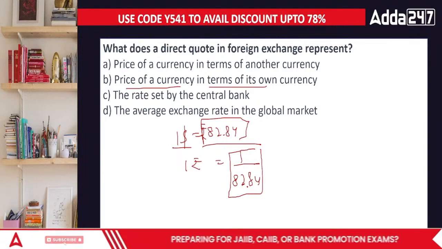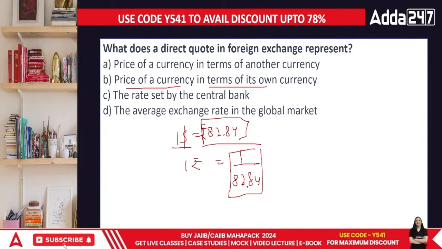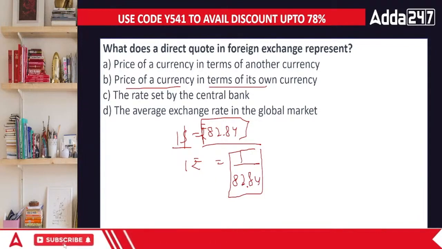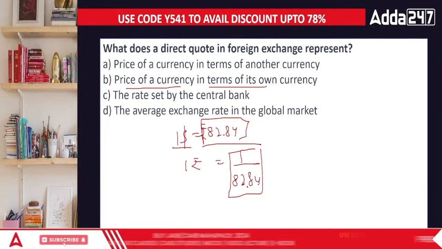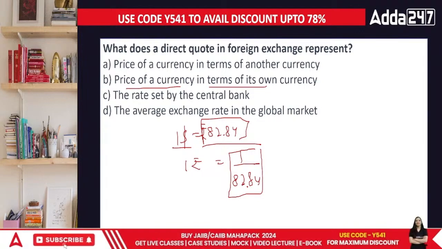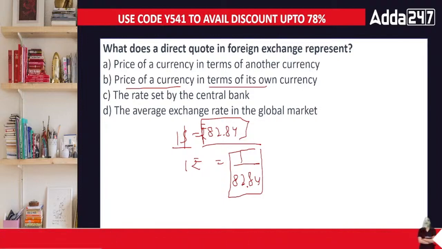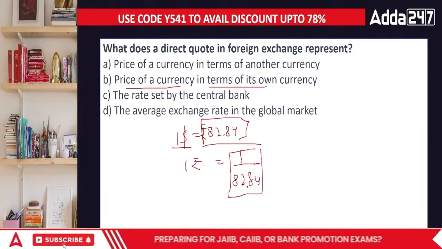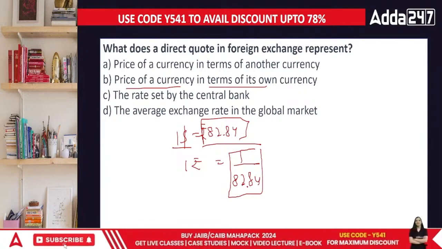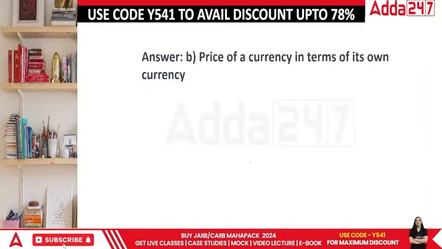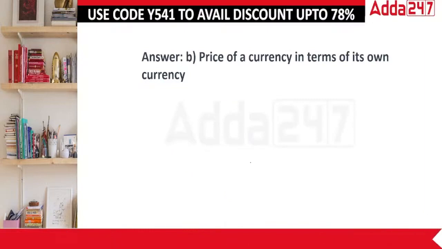Everyone, the direct quote is where your rupee is denominated in terms of the dollars there, and in the opposite case, the dollars in terms of 1 rupee, what would it be? Now what would be the answer, everyone? In this case, as we already know, the answer is B, the price of the currency in its own currency.